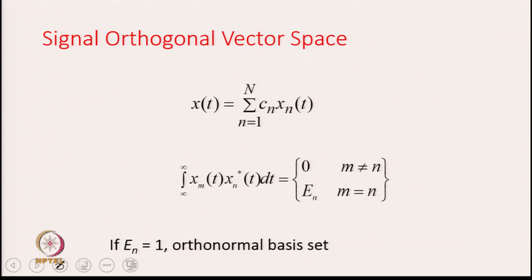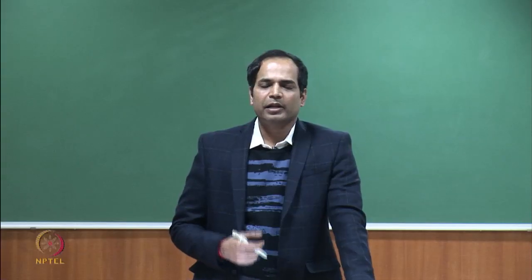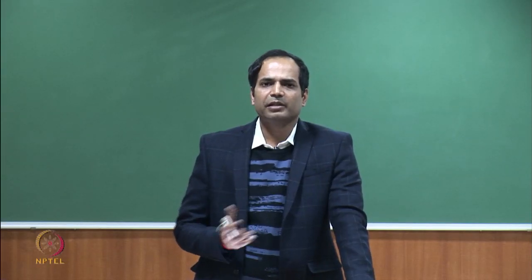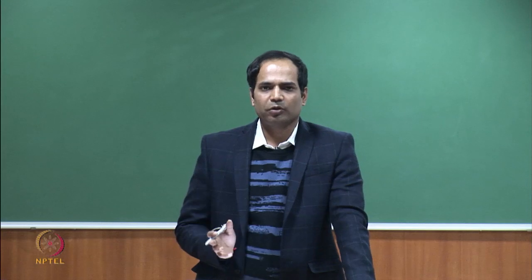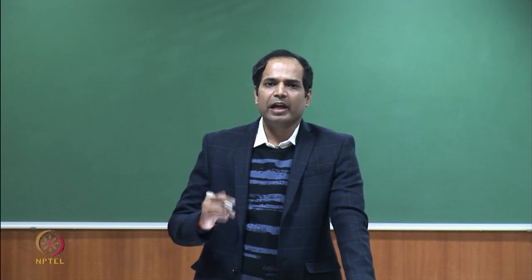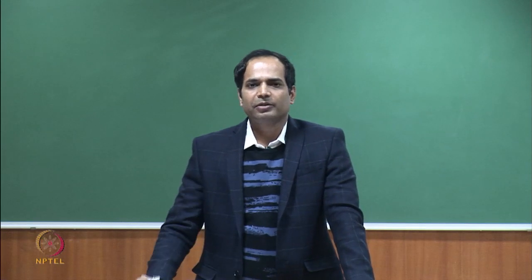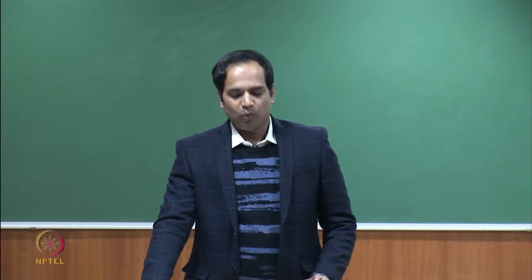Moreover, if this energy is always 1, that means all signals in the set have energy 1. This is similar to unit vectors, and then we call that set an orthonormal set. That means an orthonormal set is a set where the energy of the signals involved is 1. Okay. So, that is the basic difference between orthogonality and orthonormality. In orthonormality, we have the added restriction that the signal's energy should also be 1, unity.